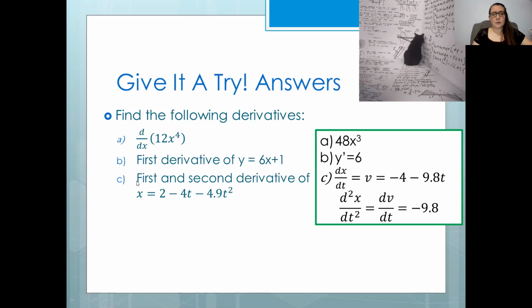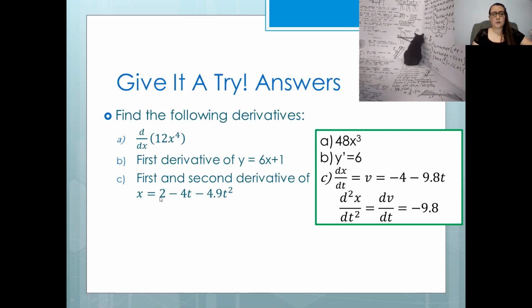Okay. So for part C, here's our function x. X equals 2 minus 4t minus 4.9t squared. So the derivative of x, our function, with respect to the variable t, is another way of saying the velocity, right? If x is position, and we're finding the change in position over the change in time, that's the same thing as velocity. So the velocity is the derivative of position. And we found that graphically previously by finding the slope of the graphs. Now here we're finding it mathematically doing these derivatives.